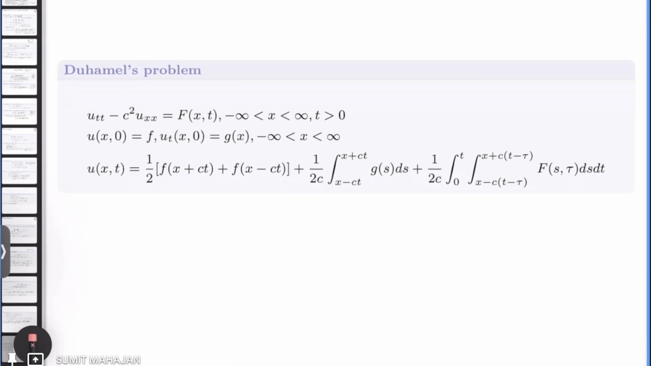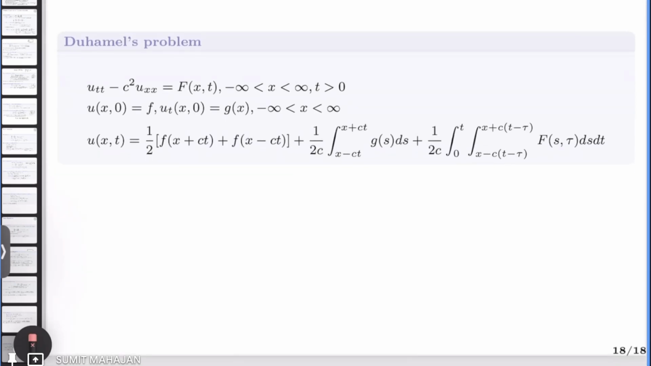So finally, using Duhamel's principle, if we are solving u tt minus c square u of xx equal to f of x comma t for the infinite case, u of x comma 0 equal to f, u t of x comma 0 equal to g, then we have u of x comma t is equal to half f of x plus ct plus half f of x minus ct plus 1 upon 2c integral x minus ct to x plus ct g of s ds plus 1 upon 2c integral 0 to t integral x minus c(t minus tau) to x plus c(t minus tau) f of s comma tau ds d tau. So these are some formula sets that we have been using throughout our course for the partial differential equation case.